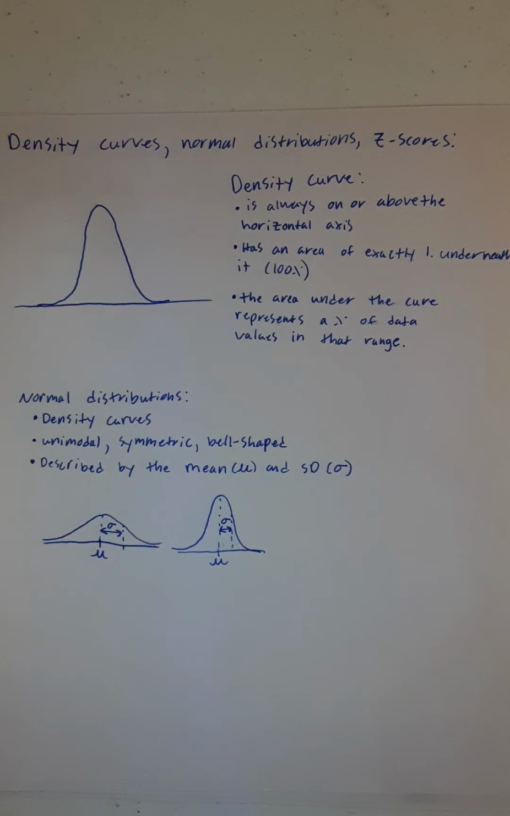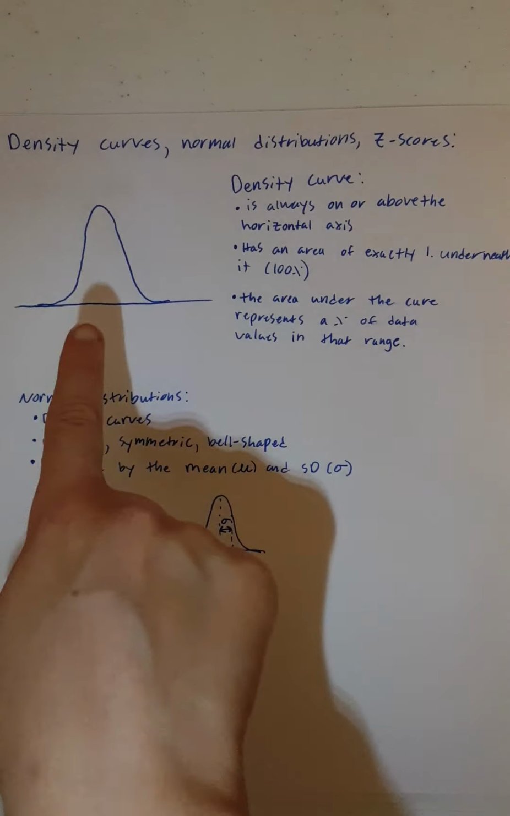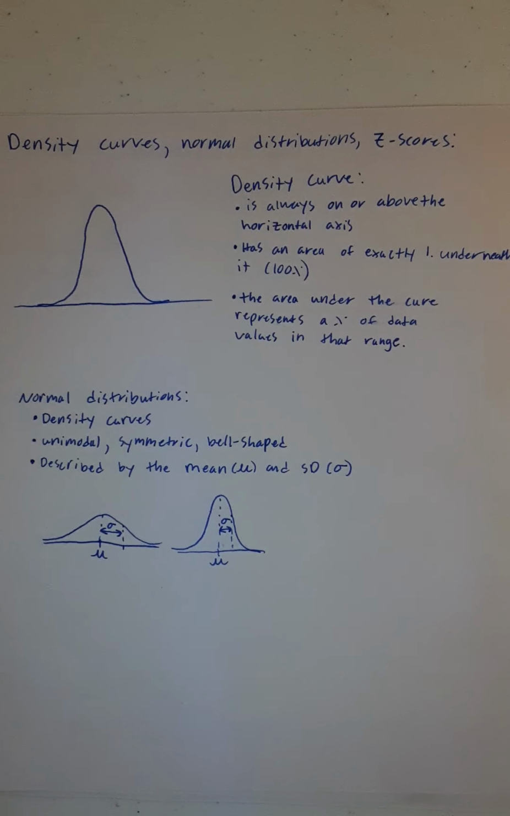Normal distributions are a special kind of density curve. They are always unimodal, symmetric, and bell-shaped, like this one. And they are always described by the mean and standard deviation. That's really all you need to know to understand a normal curve.